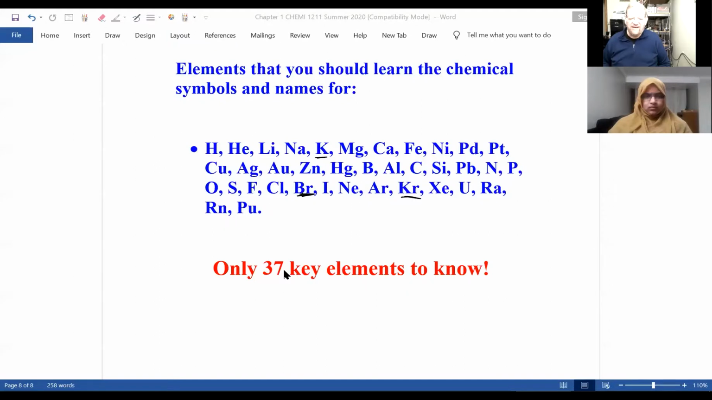But I can't emphasize enough, you should start practicing this now. I only asked you to learn 37 of them. Example, Au is gold. The most important one for Dr. White, C is carbon.